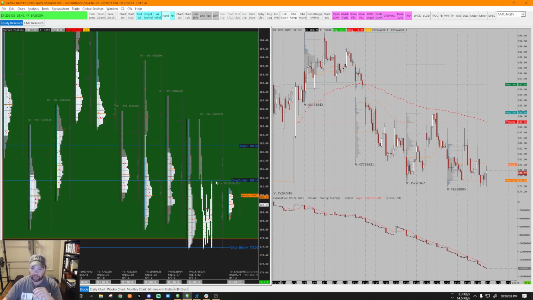So for me, what I'd rather see is an attempt to break above this over-under at 180, basically 181. I'll write this stuff down. Apple top of balance, 181. So if we can build above that, then look to take that long. Let's look at an Apple chart here.